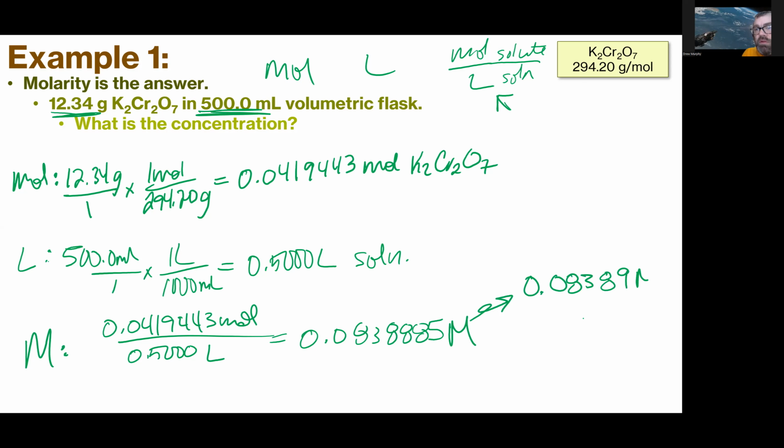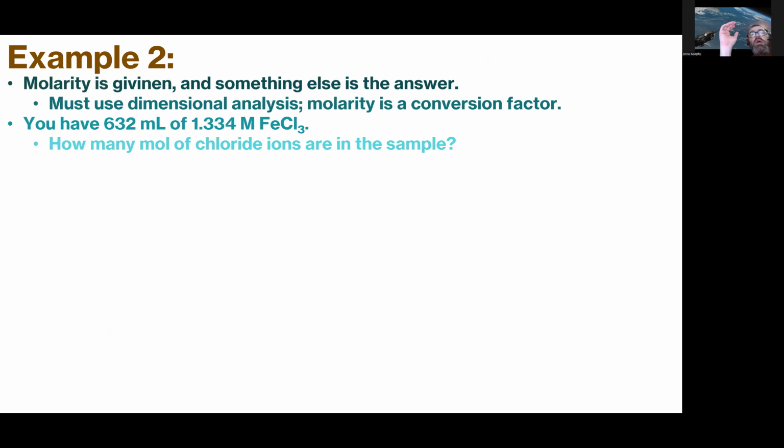0.08389 molar. And here, if you feel like it, we can say this is potassium dichromate. All right, that's one way to do a concentration example. The other way happens when you're given the concentration and you're looking for some other quantity. You're solving for something else. And in this case, we absolutely must use dimensional analysis to do this.